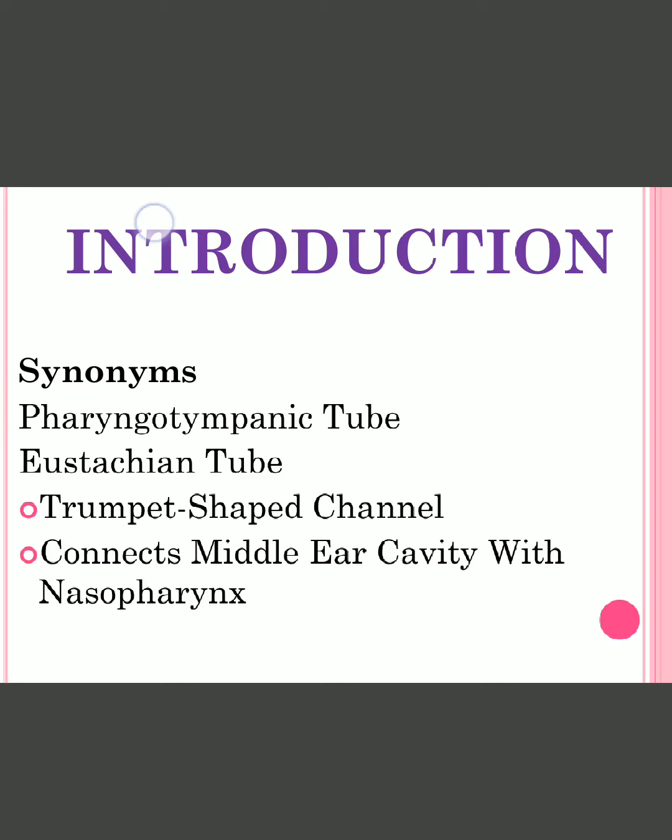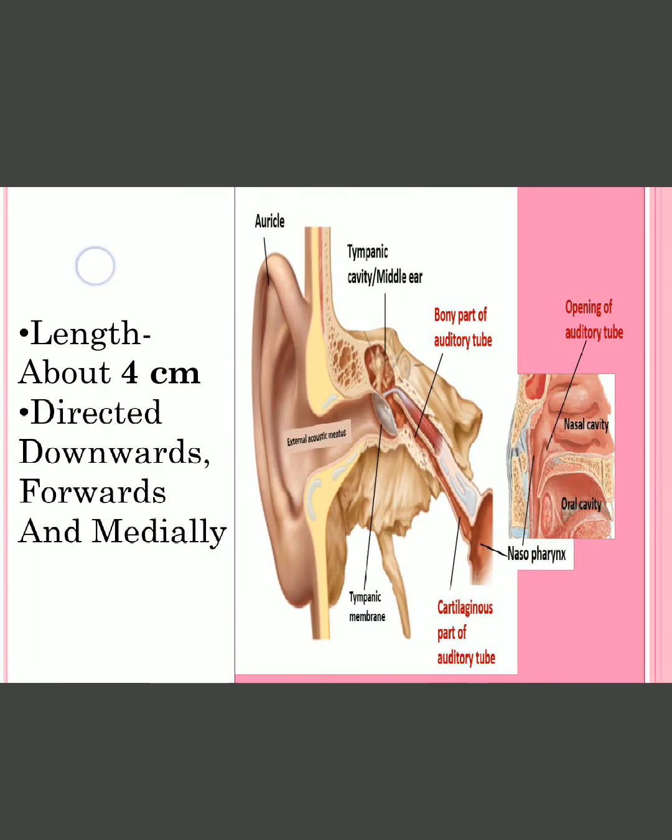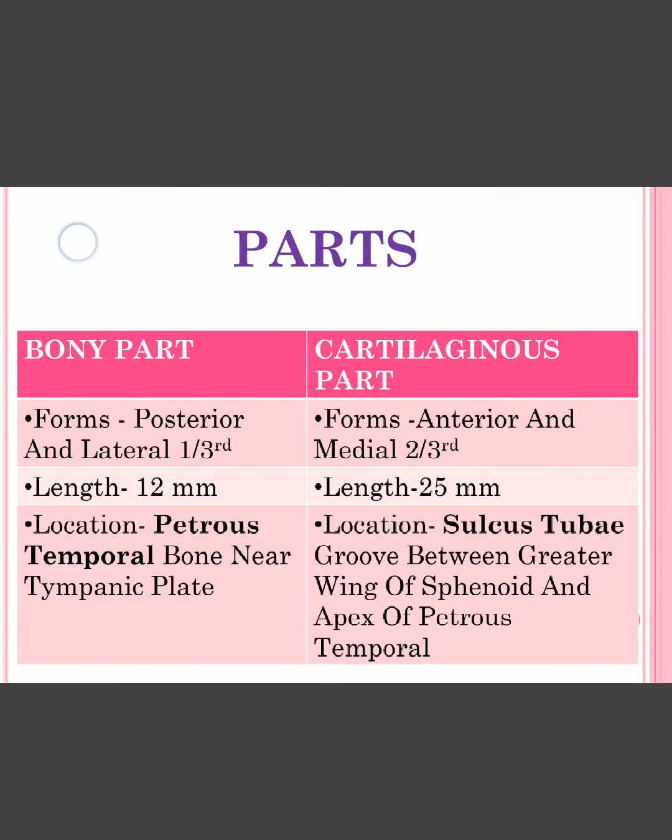It is trumpet shaped. Its shape is like a trumpet, it is about 4 centimeters in length, directed downwards, forwards and medially. It is composed of bone and cartilage. So it is partly bony, partly cartilaginous. Bony part is posterior and lateral 1/3 of the auditory tube. It is about 12 mm in length and it is located in the petrous temporal bone near the tympanic plate.